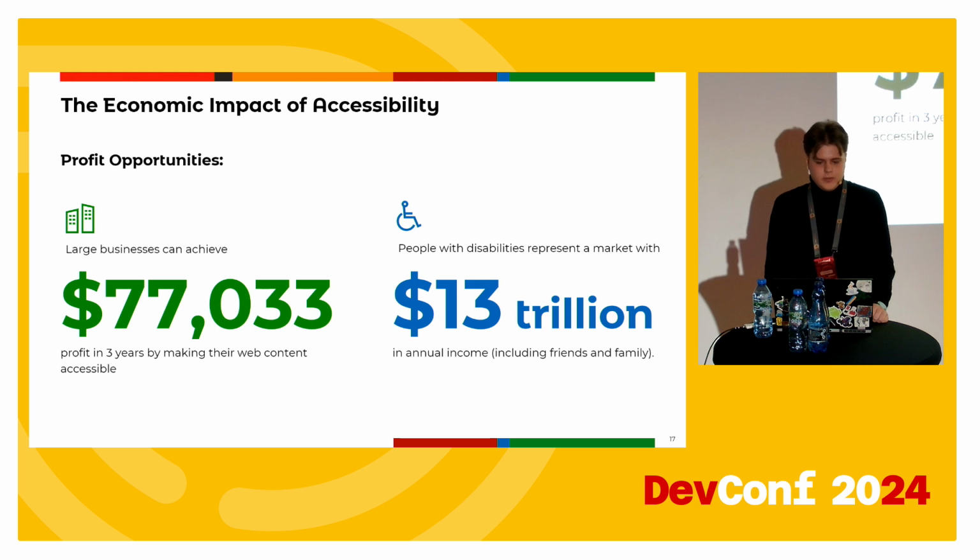However, the economic benefits of accessibility are clear. The same study found that large companies could realize a 3-year profit of $77,000 simply by making their content more accessible for people with hearing or visual impairments. And when we consider the entire spectrum of disabilities, the potential gains are even greater.